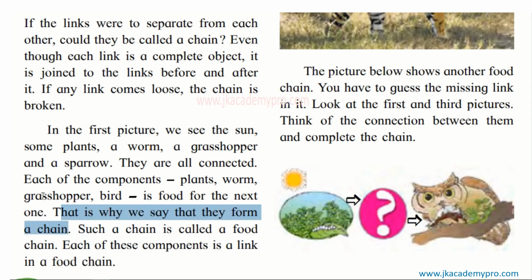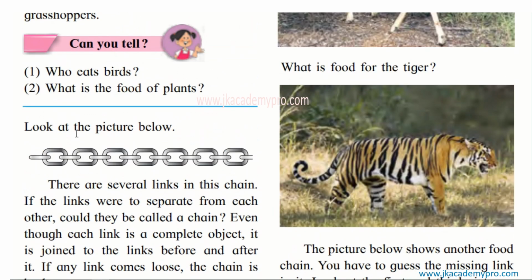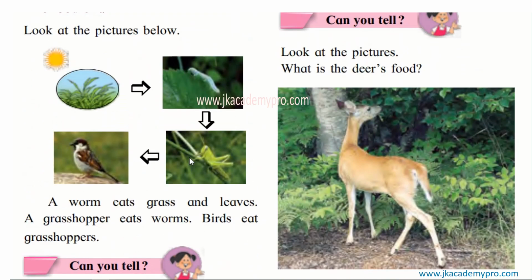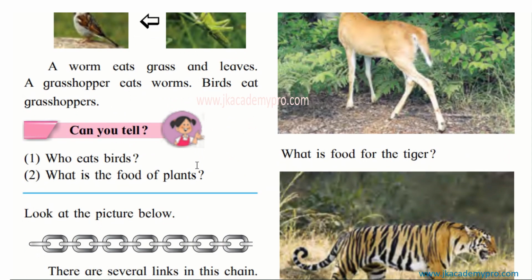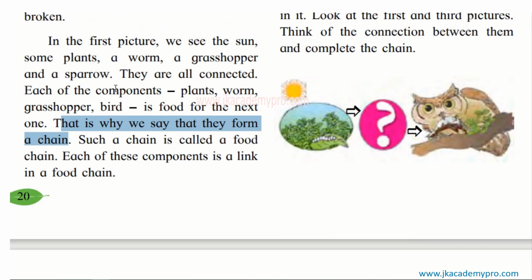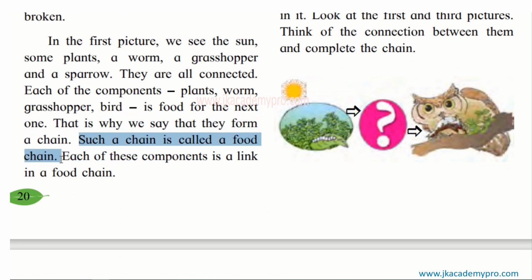Just now we saw a chain, isn't it? In the same way, like this chain, even these things form a chain and they are connected to each other before and after. Okay, so they are connected. So this is what is a food chain. So remember this statement too. This forms an important chain, and such a chain is called a food chain. Each of these components is a link in the food chain.